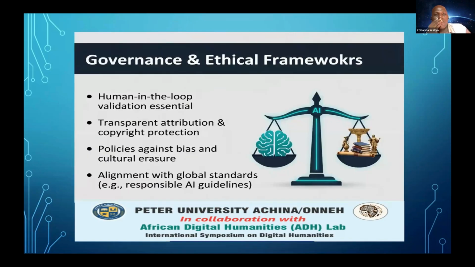Now, the issue of governance and ethical frameworks. I've already said at the opening of my message that we need to be ethical. Let ethics govern what we do. If we are not governed by ethics, plagiarism is inevitable. And when you plagiarize, it's academic theft. You can even lose your job for it. So that's why we must be transparent in attributing credit to whom credit must be given.